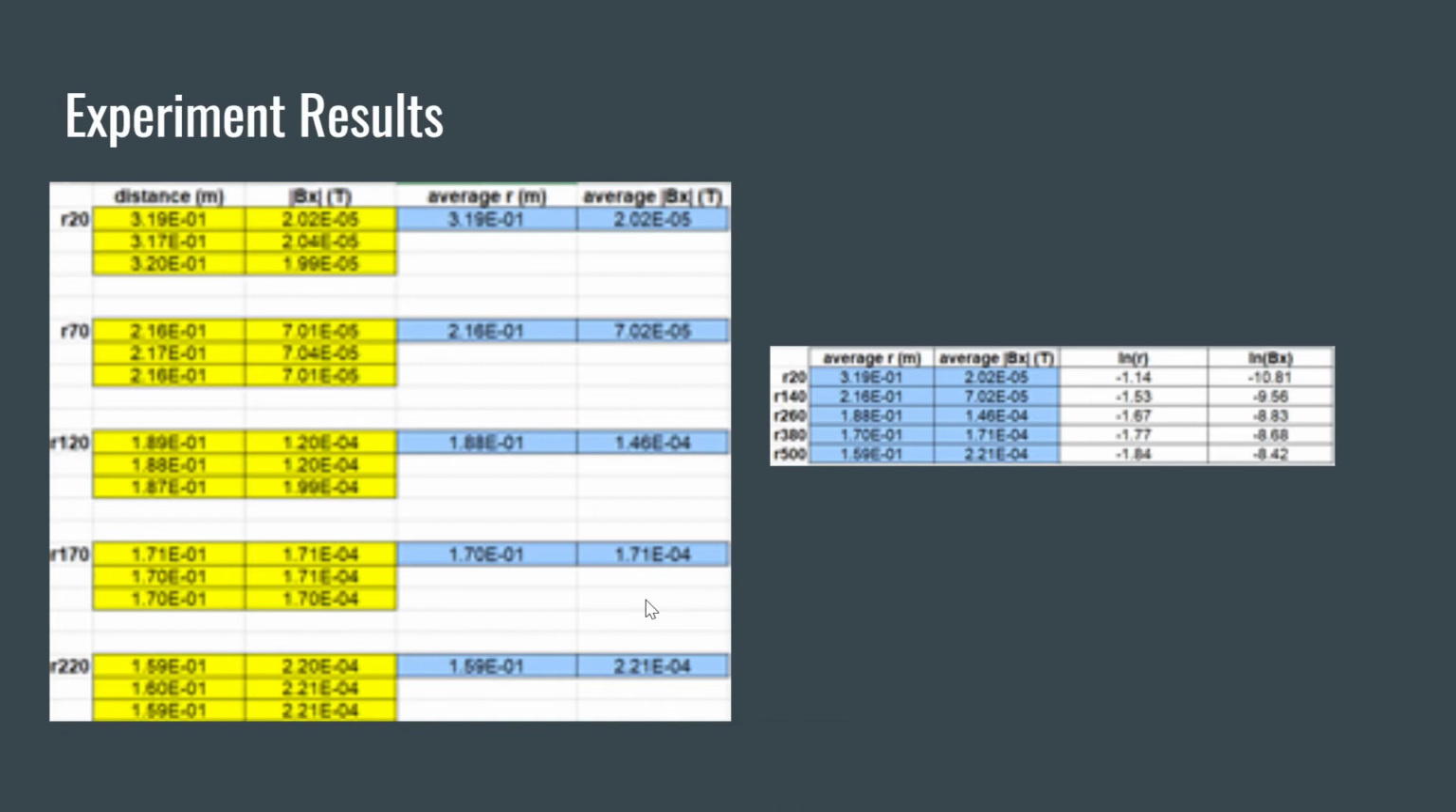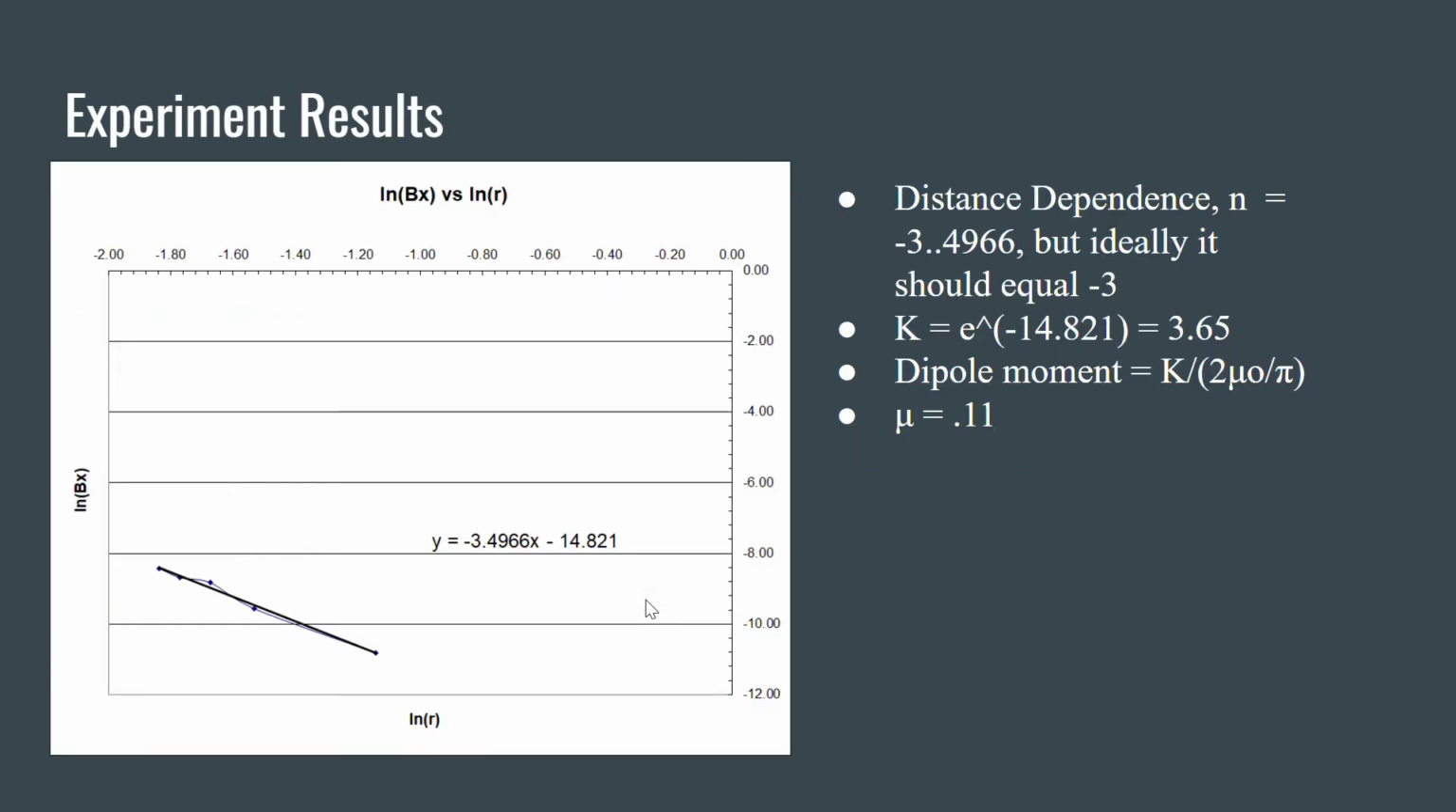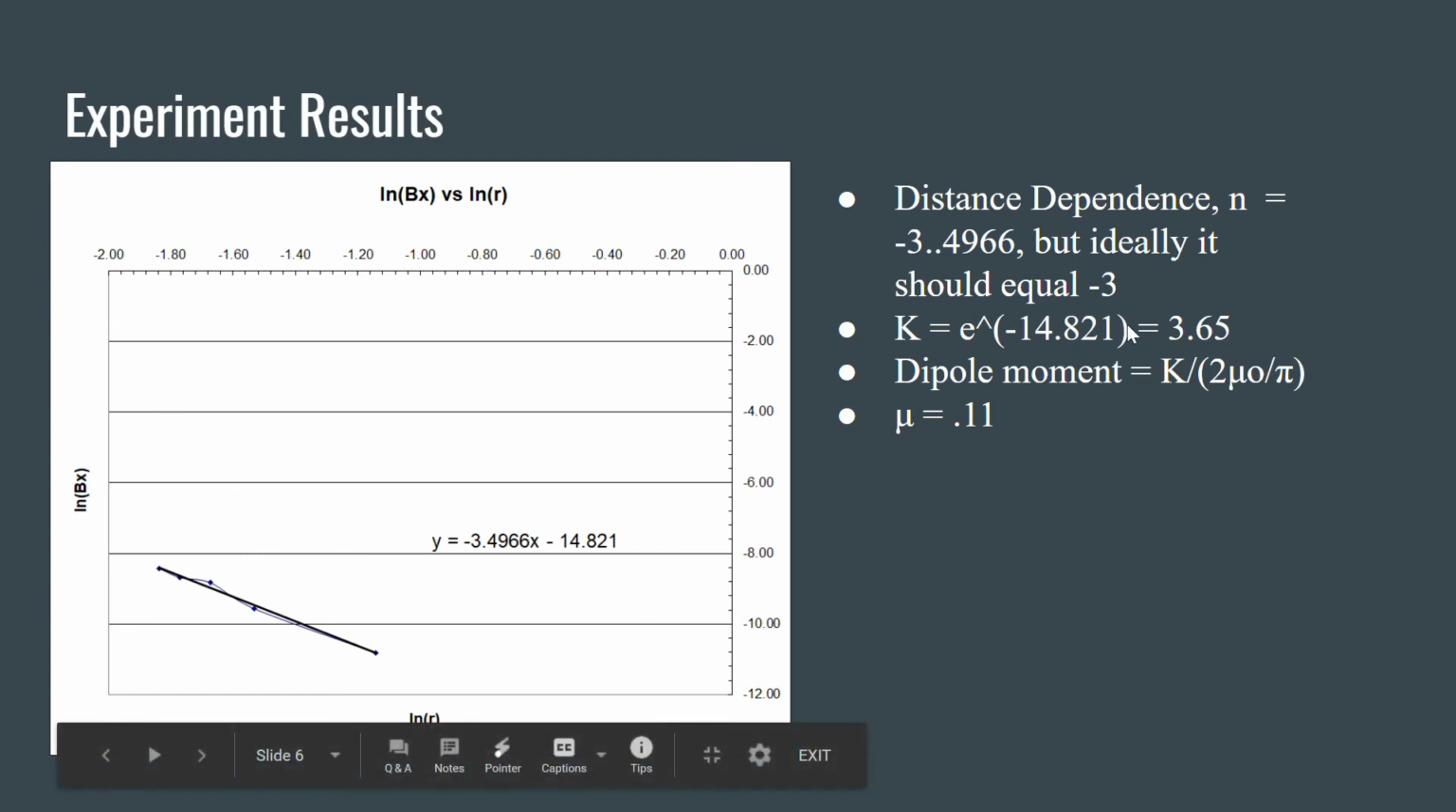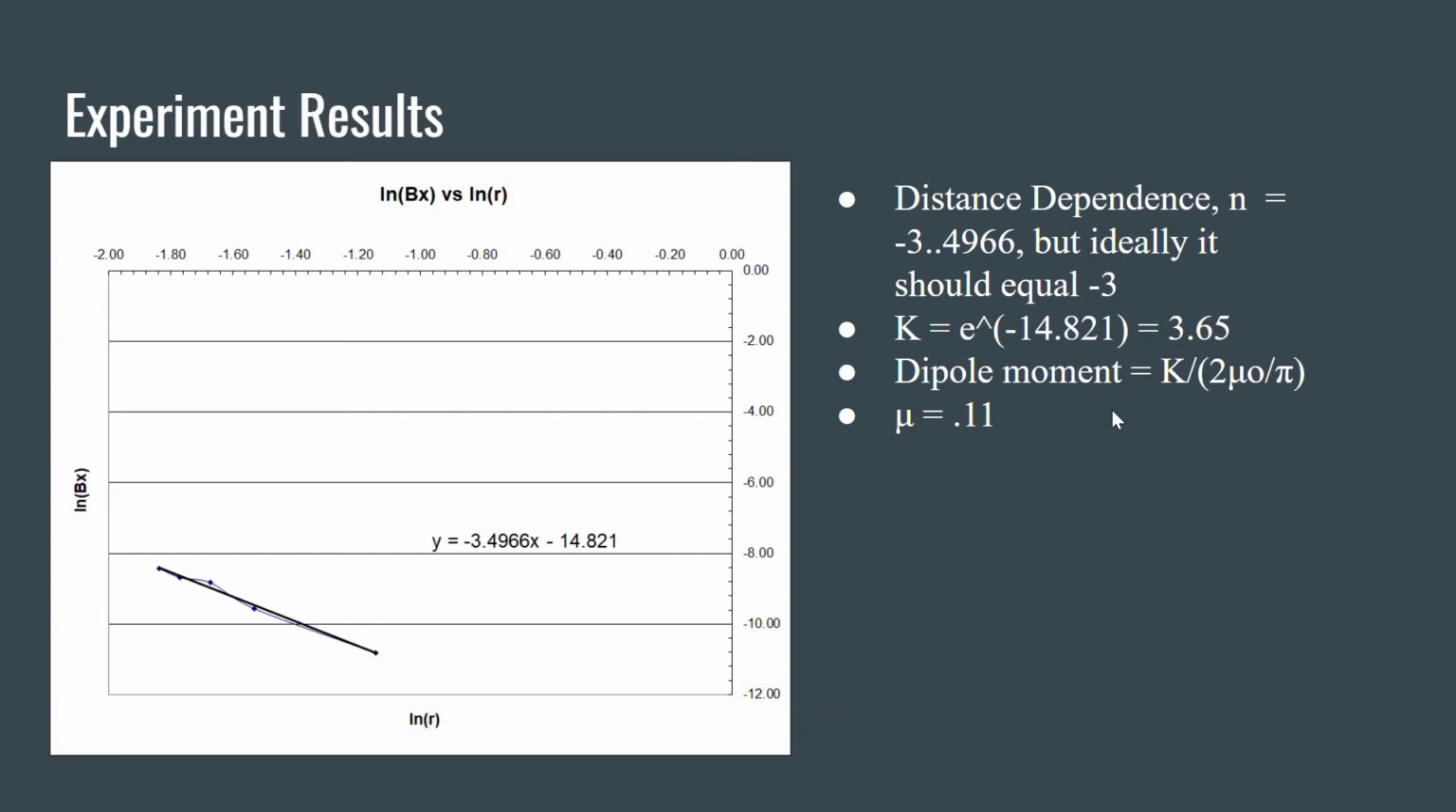This is the data for my experiment. Basically, you can see the farther you go away, the smaller your X component will be. Inversely, the closer you get, the larger your X component will be. Using that data and the averages, we can find N, K, and the dipole moment.